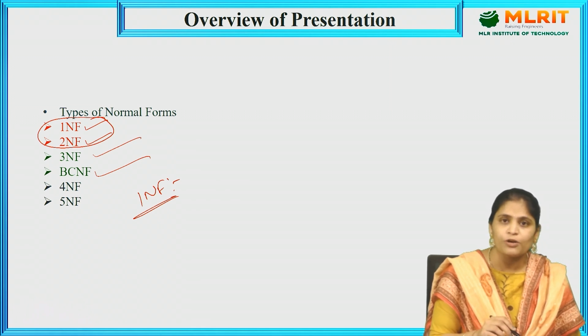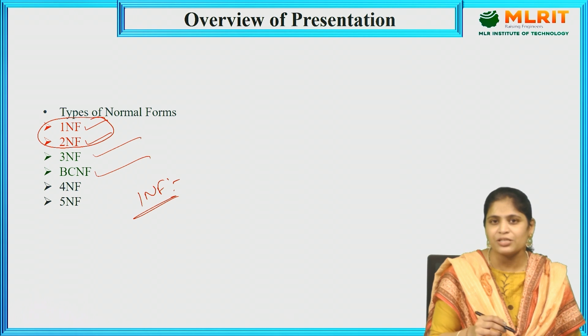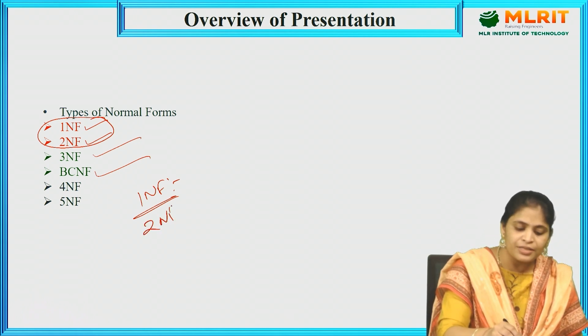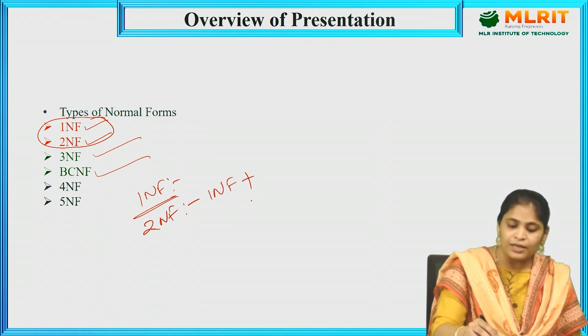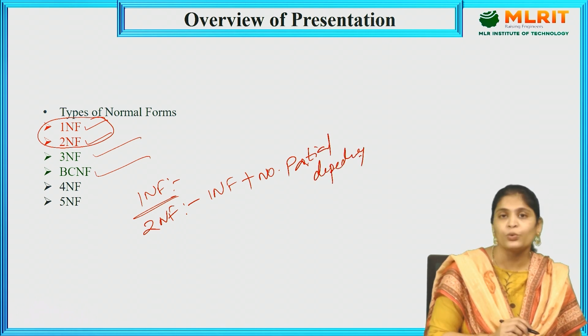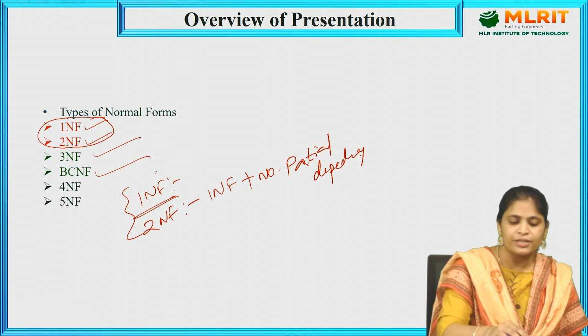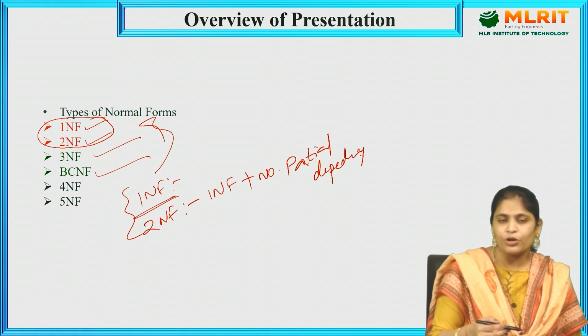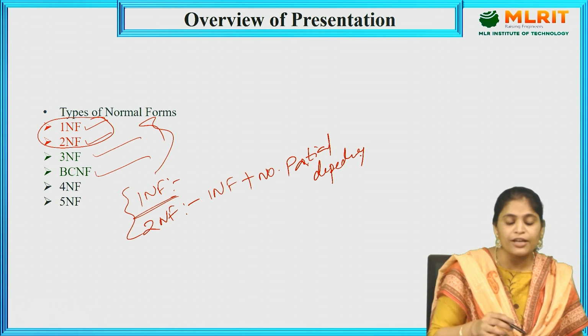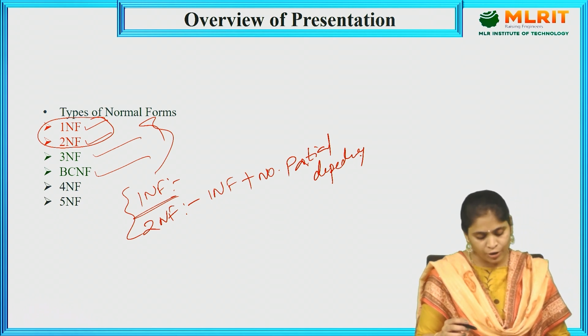What is second normal form? If the table is in second normal form, then it must satisfy two conditions. What are those two conditions? The table must be in 1NF plus no partial dependency. That is 2NF. These two have already been discussed in our previous sessions, so if you want, you can go and check them. Now in this session, let us discuss 3NF and BCNF, Boyce-Codd normal form.